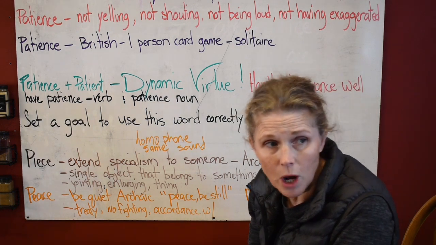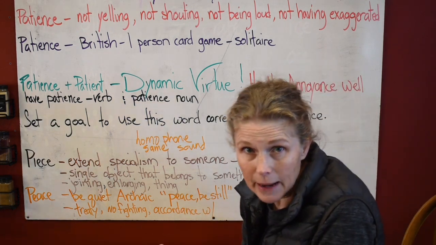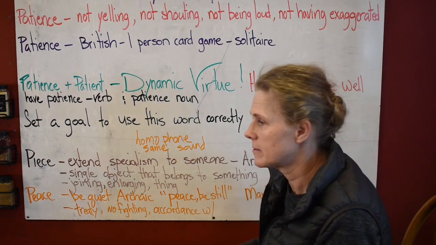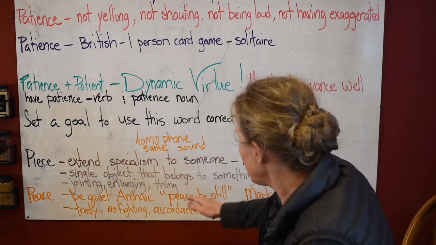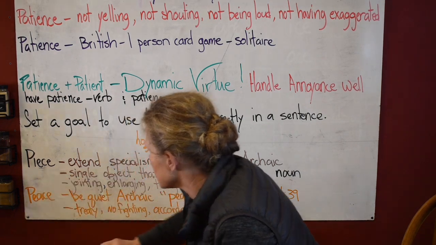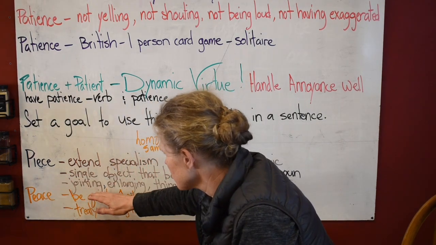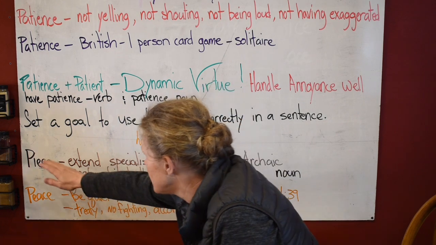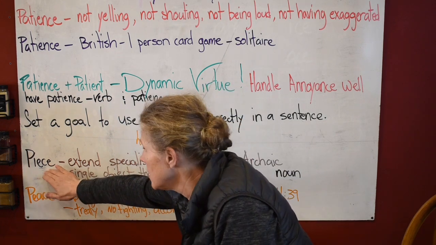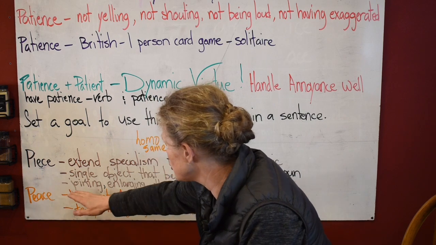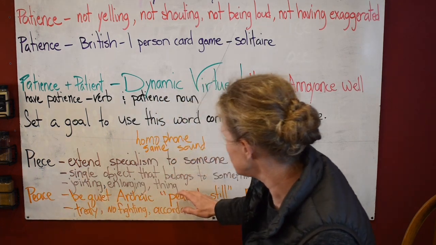So a piece of the rock, whatever, a piece of the diamond. A piece of pizza. That would be a piece right here. Now right here, joining this piece right here, this kind of piece, P-I-E-C-E, is joining, enlarging, and it's a thing.